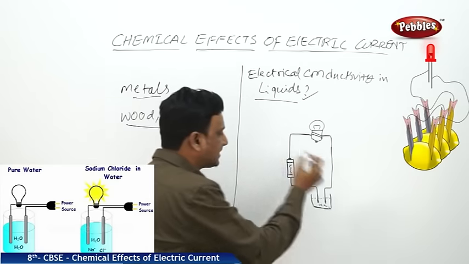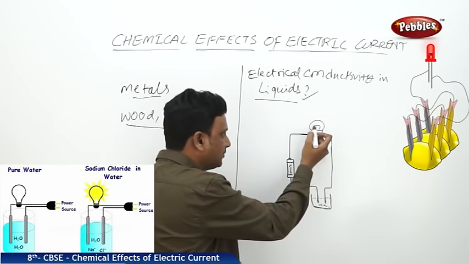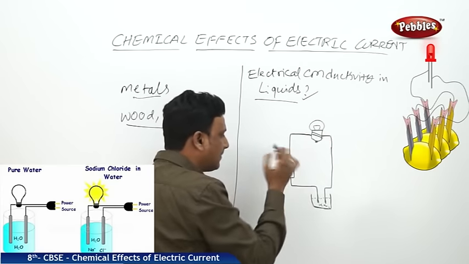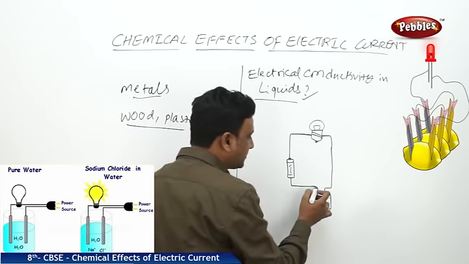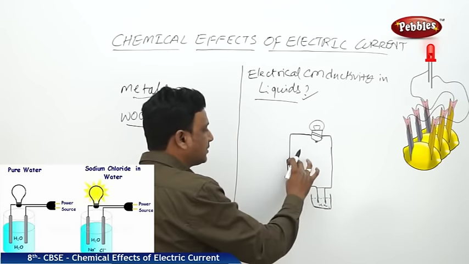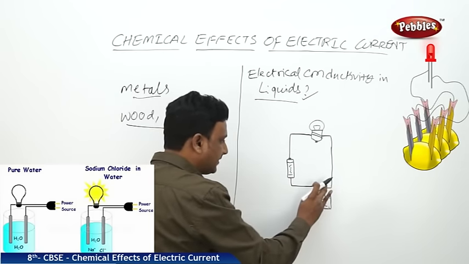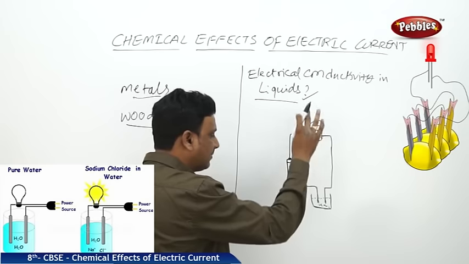So before you conduct this experiment, please check whether your bulb is in the correct position, the bulb is not fused out, and the battery is working. How can you do that? Before you do that, just directly connect the wires. Because of the battery, the bulb glows. Yes, your circuit is working, everything is fine. The battery is fine, the bulb is fine.